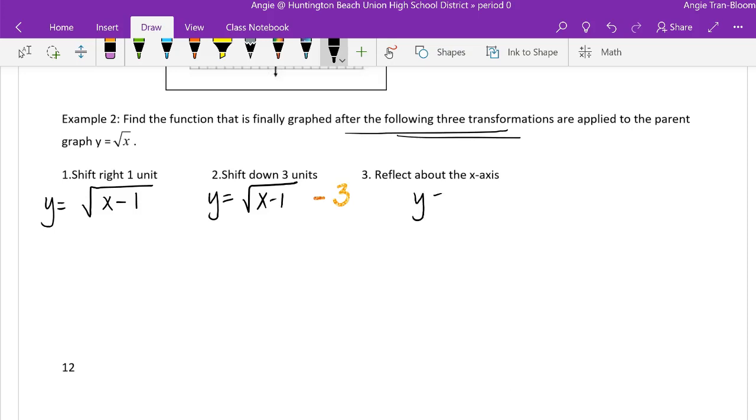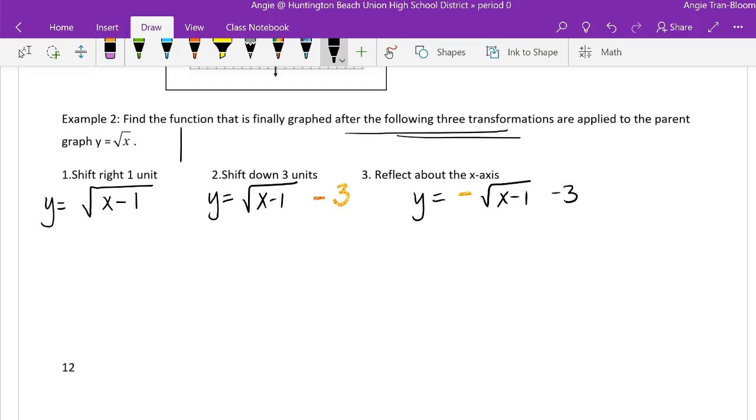So y equals, I'm going to copy over square root of x minus 1, minus 3. Those are from the first two transformations, okay? Well, reflect over the x-axis, the negative goes in the front, okay? So here's what I'm going to do to make sure our equation is right. I'm going to graph it out.